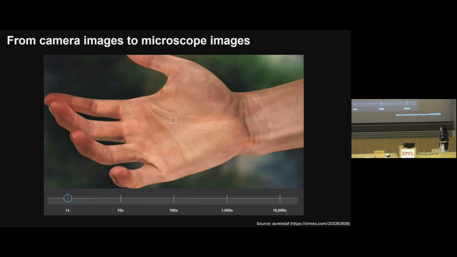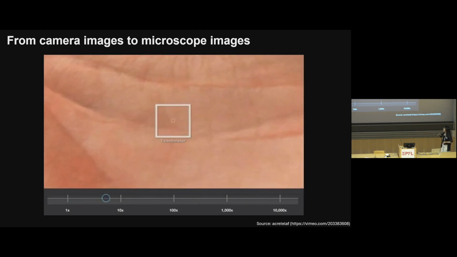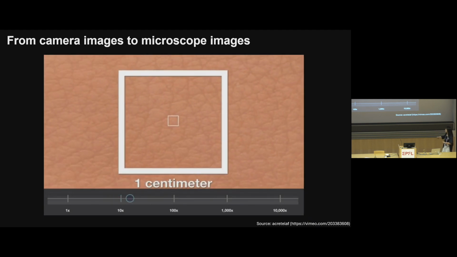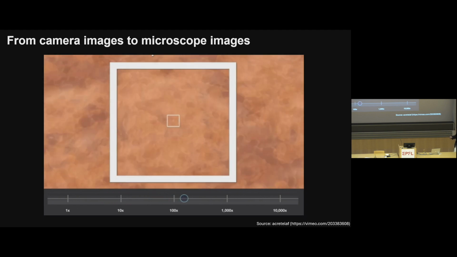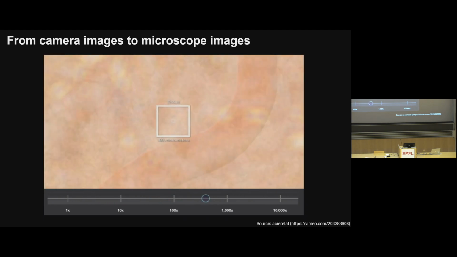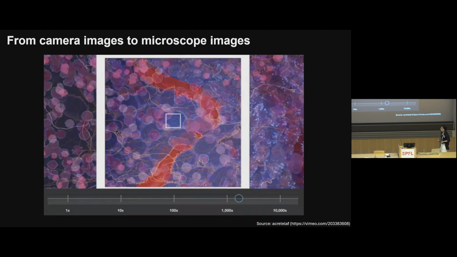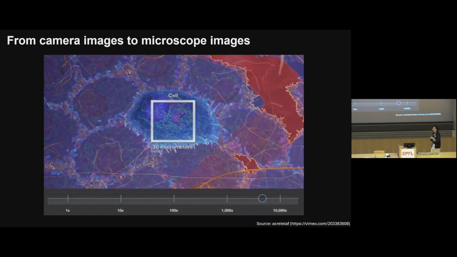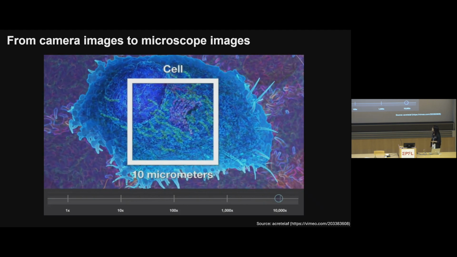So to give you a brief recap of what some microscopy images look like, because you are all familiar with camera images, and most of you have phones to take images with a camera. But if you zoom in, for example, on a hand, 10 times, you see a centimeter scale, and towards about 1,000 times, towards 10,000 times zoom in, you start to see and visualize the cells within the tissue. And that is the regime that the microscopist cares about and the biologist wants to image to better understand how living tissue works at the cellular level.